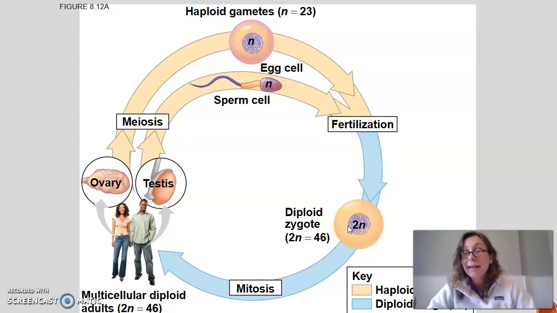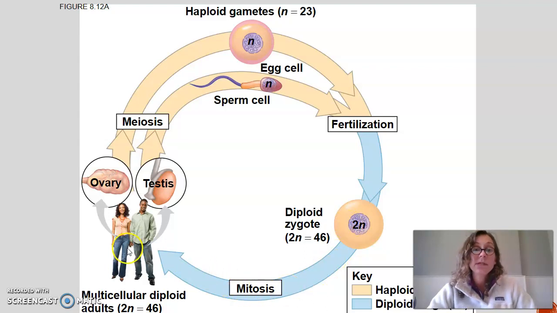When we combine them to make a zygote, now we are a diploid cell. So we've gone from haploid to diploid. We've doubled our number of chromosomes. Now we're at 2N, which would be 46 in humans. Then the zygote, or the single fertilized egg, becomes a human by multiplying through mitosis. So basically these cells make identical copies of themselves. They multiply through mitosis.